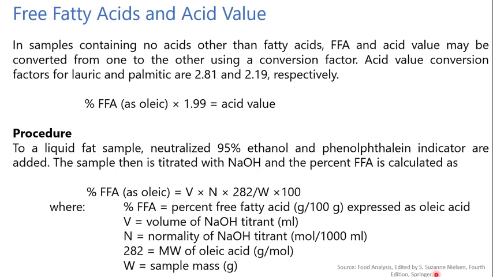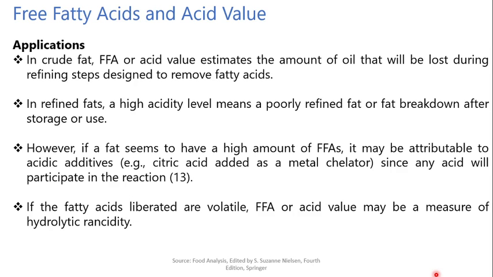V is the volume of the NaOH titrant in ml. N is the normality of the NaOH titrant. 282 is the molecular weight of oleic acid, in gram per mole, and W is the mass of the sample in grams. Now, what are the applications?